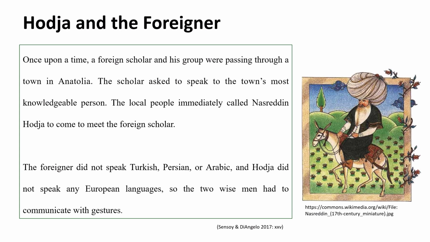Hoxha and the Foreigner. Once upon a time, a foreign scholar and his group were passing through a town in Anatolia. The scholar asked to speak to the town's most knowledgeable person. The local people immediately called Hoxha to come to meet the foreign scholar. The foreigner did not speak Turkish, Persian, or Arabic, and Hoxha did not speak any European languages. So the two wise men had to communicate with gestures.